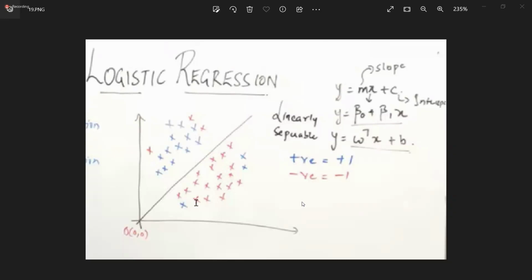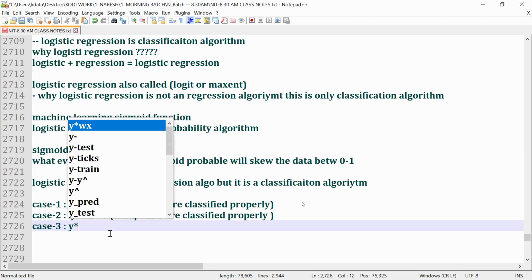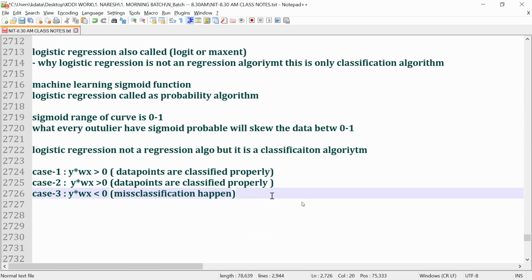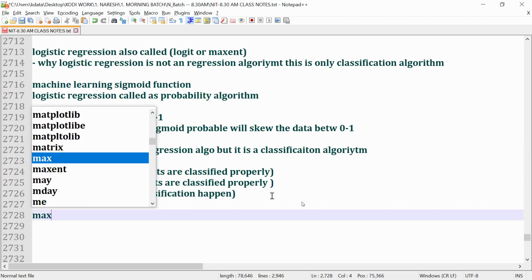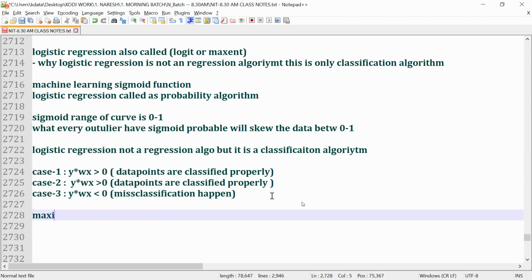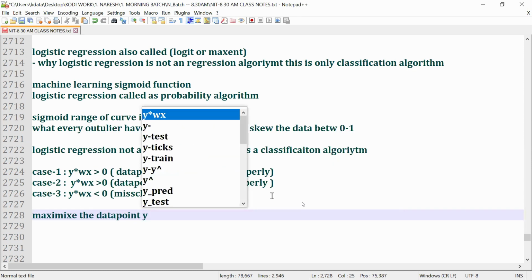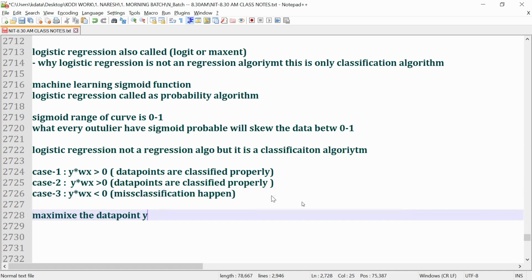Can we say this? In this one, case 3, whenever we have y into wx less than 0, then misclassification happened. So what do we need to do? We need to maximize the data points, like y into wx, greater than or equal to 0, or not? Greater than or equal to 0.